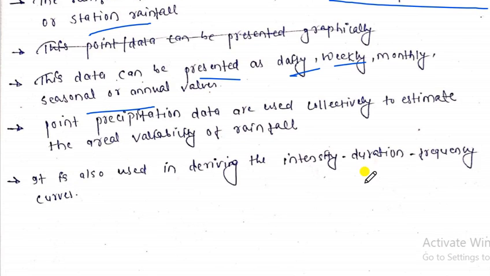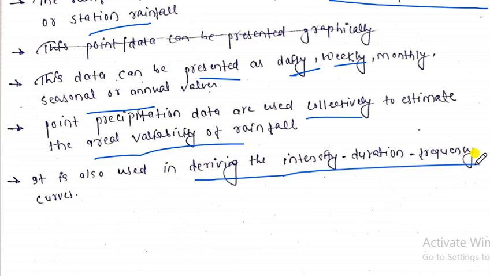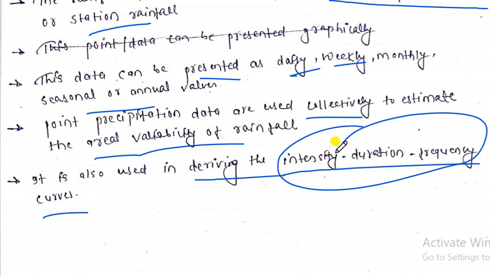The point data are usually collected to estimate the areal variations of the rainfall. It is also used to derive the intensity-duration-frequency curves. Later we will discuss the intensity, duration, and frequency curves. At that point you are going to understand the concept very clearly.